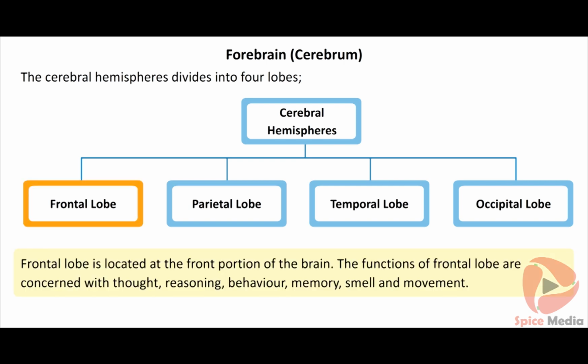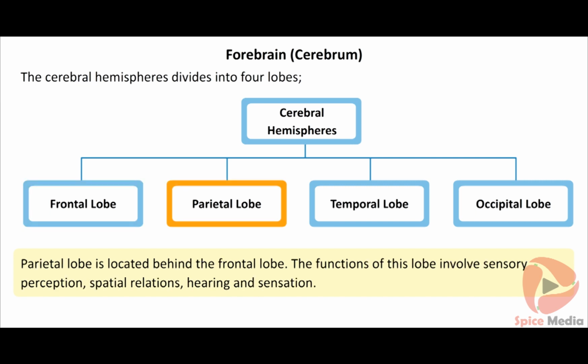The frontal lobe is located at the front portion of the brain. The functions of the frontal lobe are concerned with thought, reasoning, behavior, memory, smell, and movement. The parietal lobe is located behind the frontal lobe. The functions of this lobe involve sensory perception, spatial relations, hearing, and sensation.